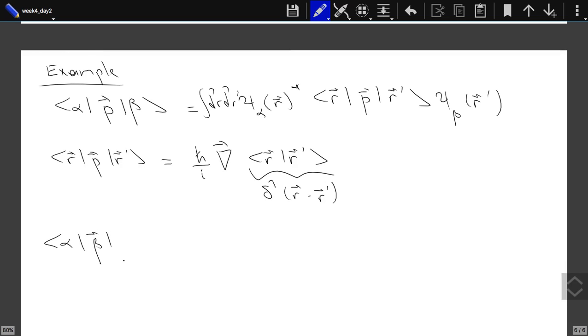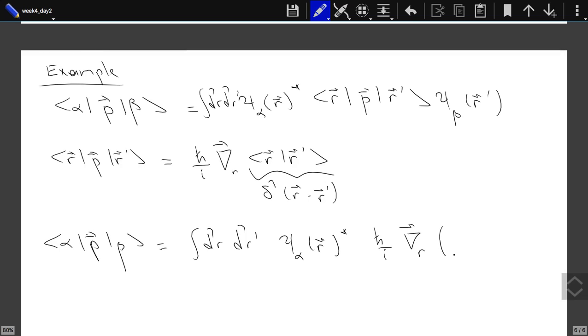So alpha, the momentum operator, beta, this is the integral d cubed r prime, psi alpha of r star, h bar over i, gradient, let me write with respect to r, of Dirac delta of r minus r prime, of psi beta of r prime.